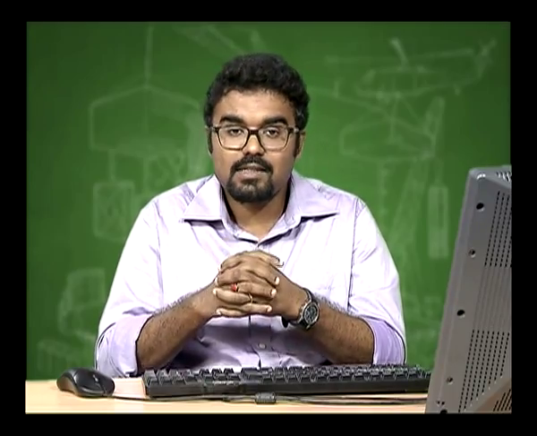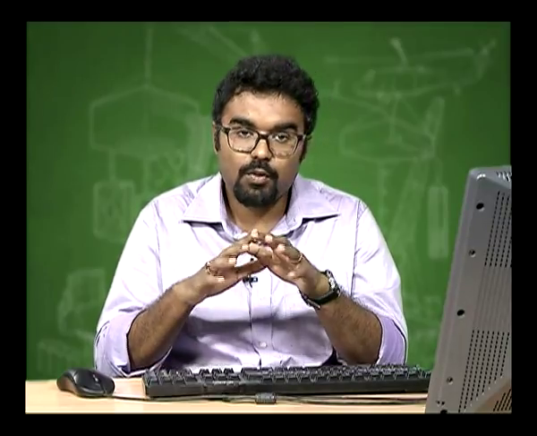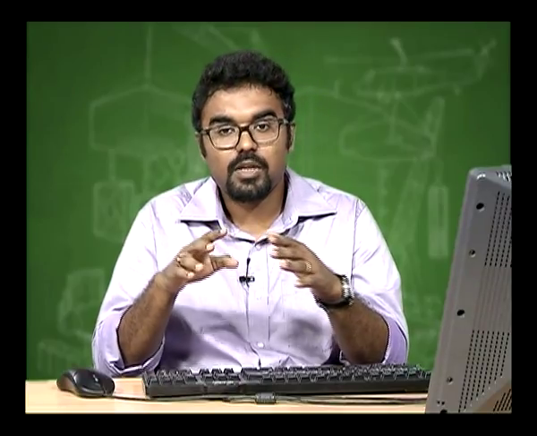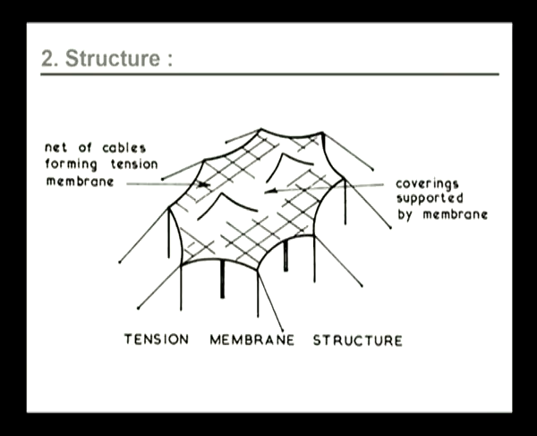This is a tension membrane structure, also called a tensile structure. What happens in this structure is, we generally have a network of cables forming a tension membrane, and there is a covering on top like canvas, which can be used as a covering on top of these tension membranes. So it forms a tensile structure or a tension membrane structure.